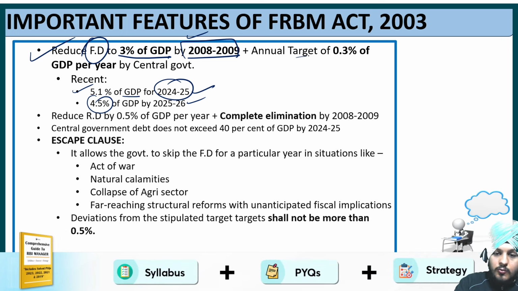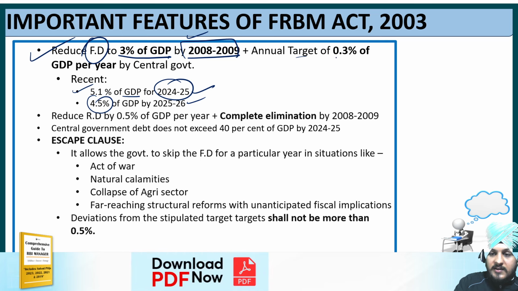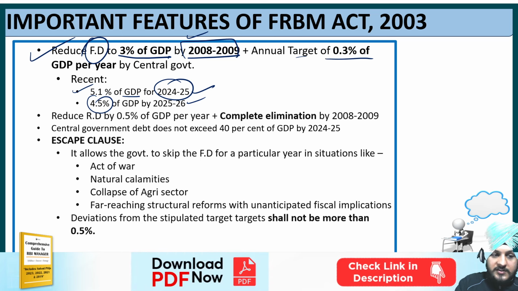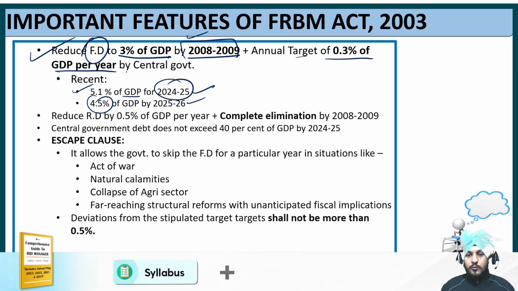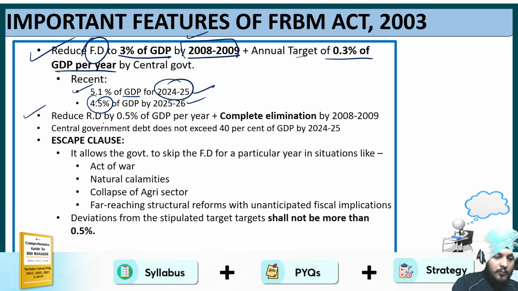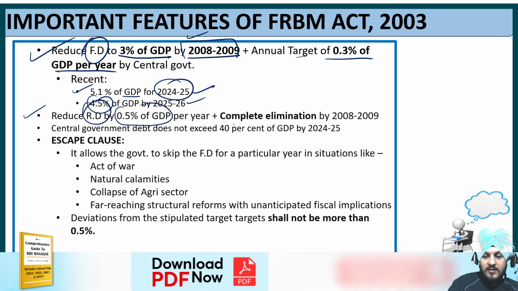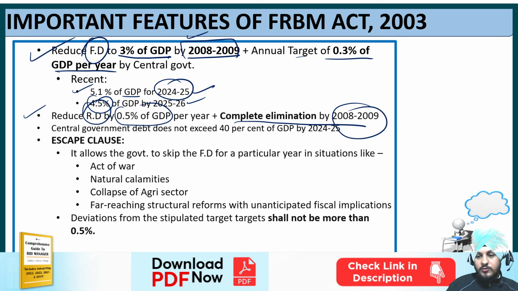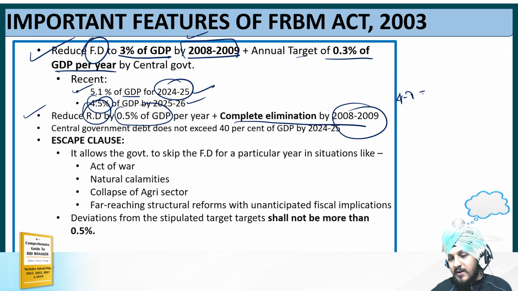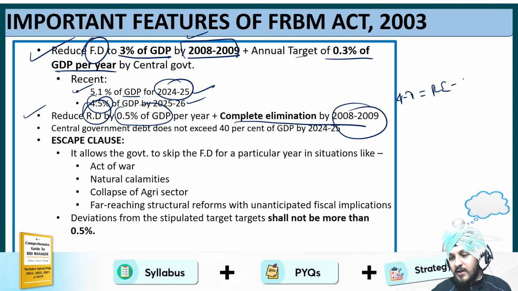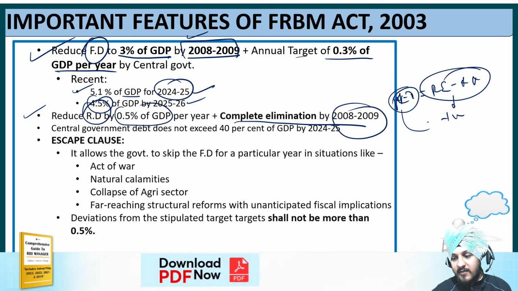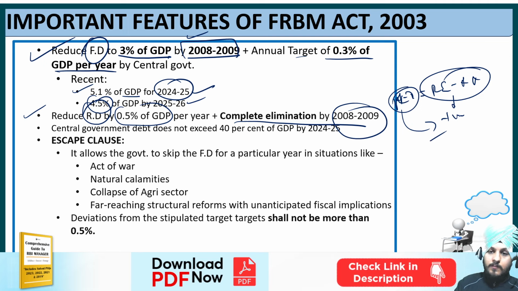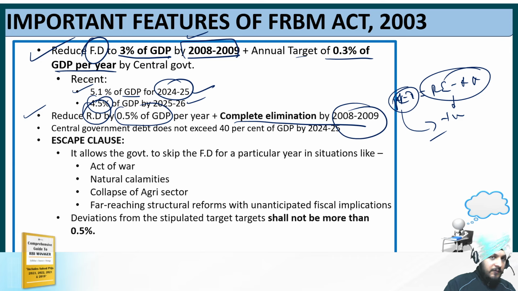It also set the target for the center to reduce fiscal deficit by 0.3% of GDP every year. So that was also an important recommendation. Then the second recommendation was to reduce the revenue deficit by 0.5% of GDP per year and complete elimination by 2008 to 2009. Revenue deficit is nothing but the difference between the revenue expenditure and the revenue receipt. And when this difference is positive, it means the country has a revenue deficit. So the FRBM Act aimed to regulate revenue deficit also.